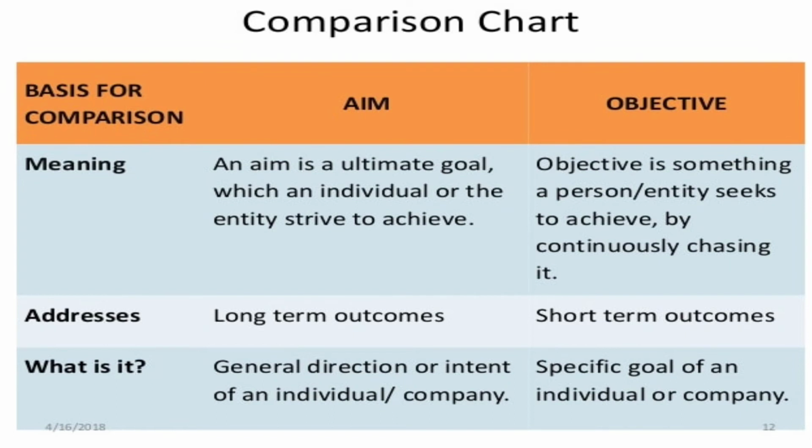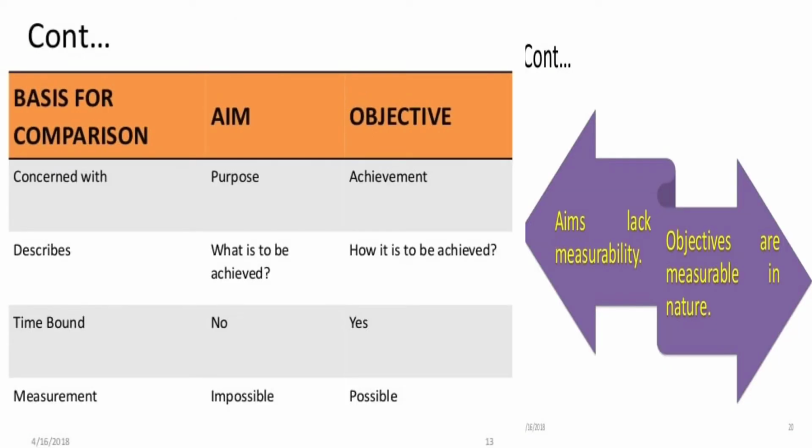So an aim is for a long term, whereas an objective is for a short term. Then aim is providing a general direction, whereas objective is a specific goal of an individual. It might be an individual in learning or teaching, like that. Next, we can see here what is the next difference between the aim and objective. What is the purpose? Aim has a purpose and objectives are achievement.